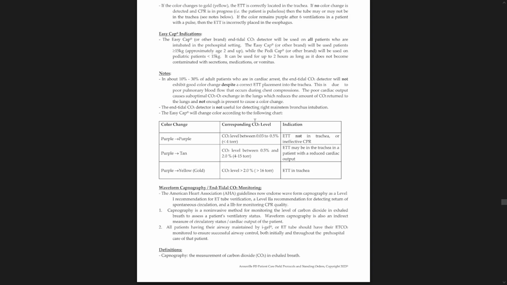The ETCO2 detector is not useful for detecting right mainstem bronchus intubation. The EasyCap will change color according to the following chart.